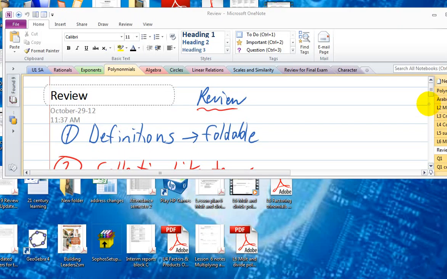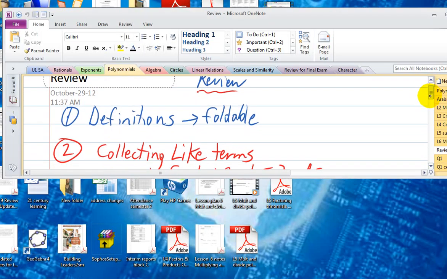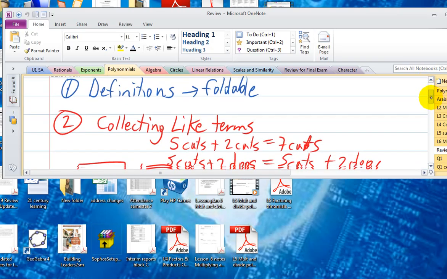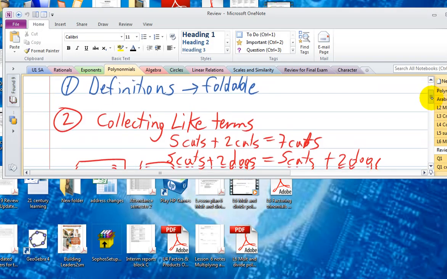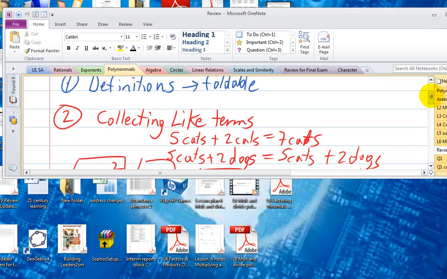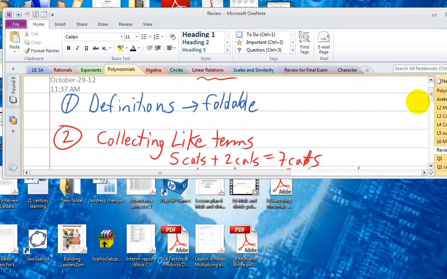So make sure you know your definitions. Then we looked at collecting like terms. So you have to know how to collect like terms by drawing them. Okay, so 5 cats plus 2 cats equals 7 cats. That's the main idea. If the terms are like, you can add them together.